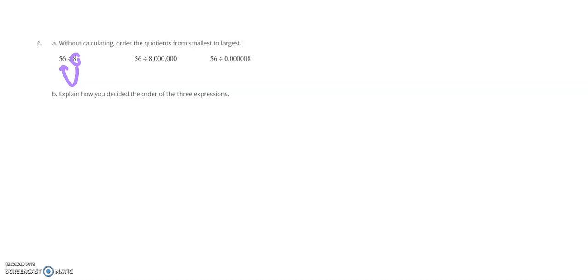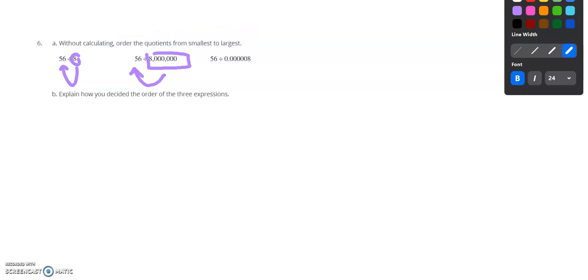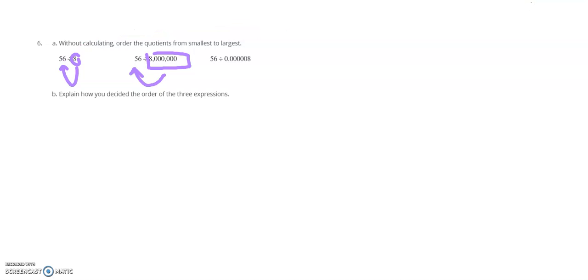This one says how many 8 millions fit into 56? Not one, that's for sure. One would be 8 million. So it would be a super, super tiny piece of 8 million. So this one is greater than 1. This one's less than 1.